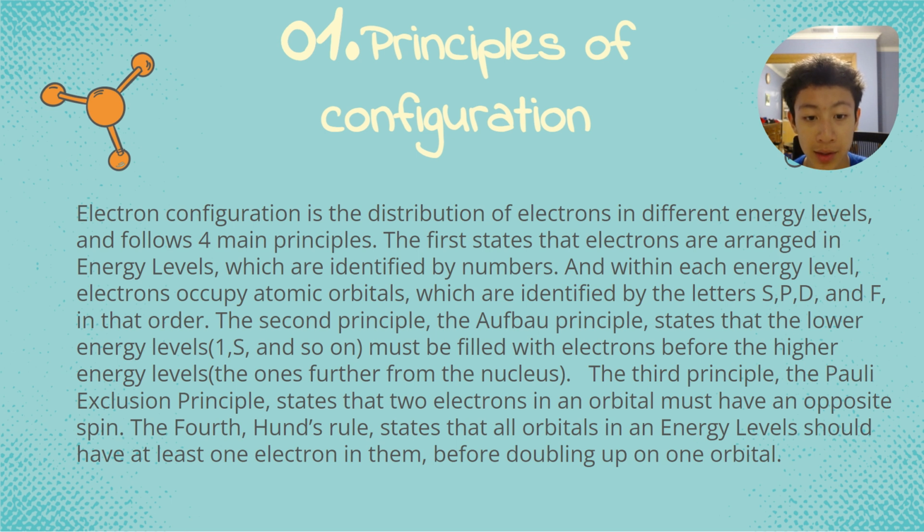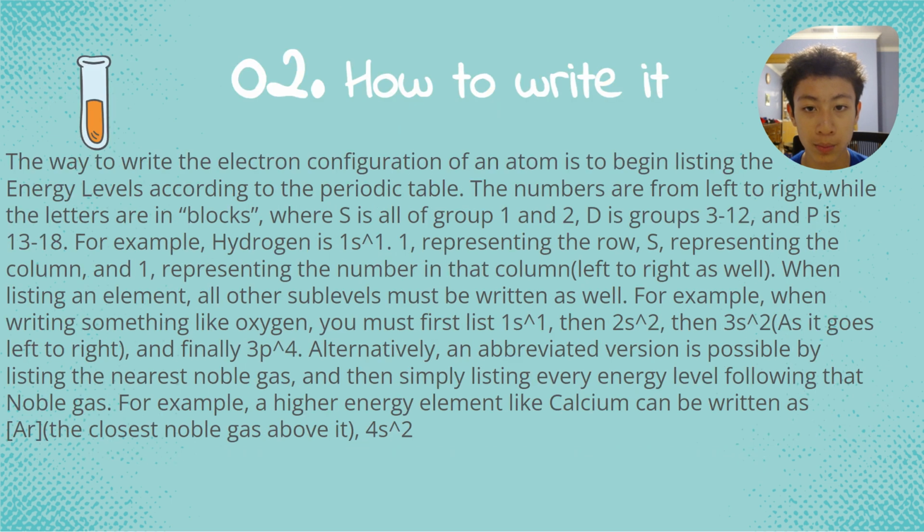The second principle, the Aufbau principle, states that the lower energy levels, 1s and so on, must be filled with electrons before the higher energy levels, the ones further away from the nucleus. The third principle, the Pauli exclusion principle, states that two electrons in an orbital must have an opposite spin. The fourth, Hund's rule, states that all orbitals in an energy level should have at least one electron in them before doubling up on one orbital.